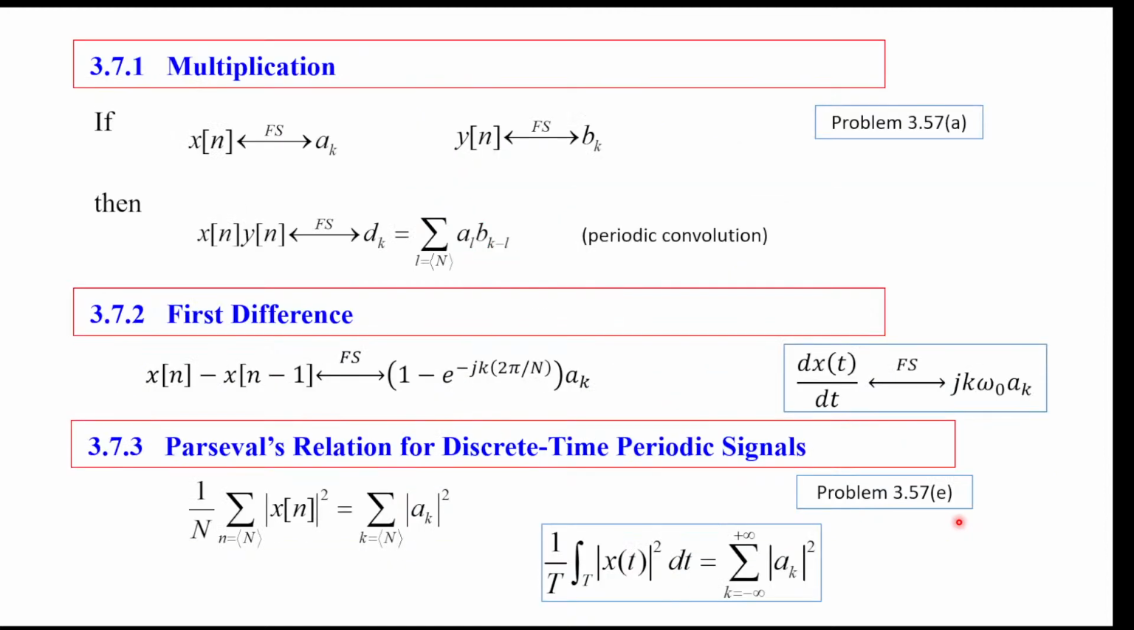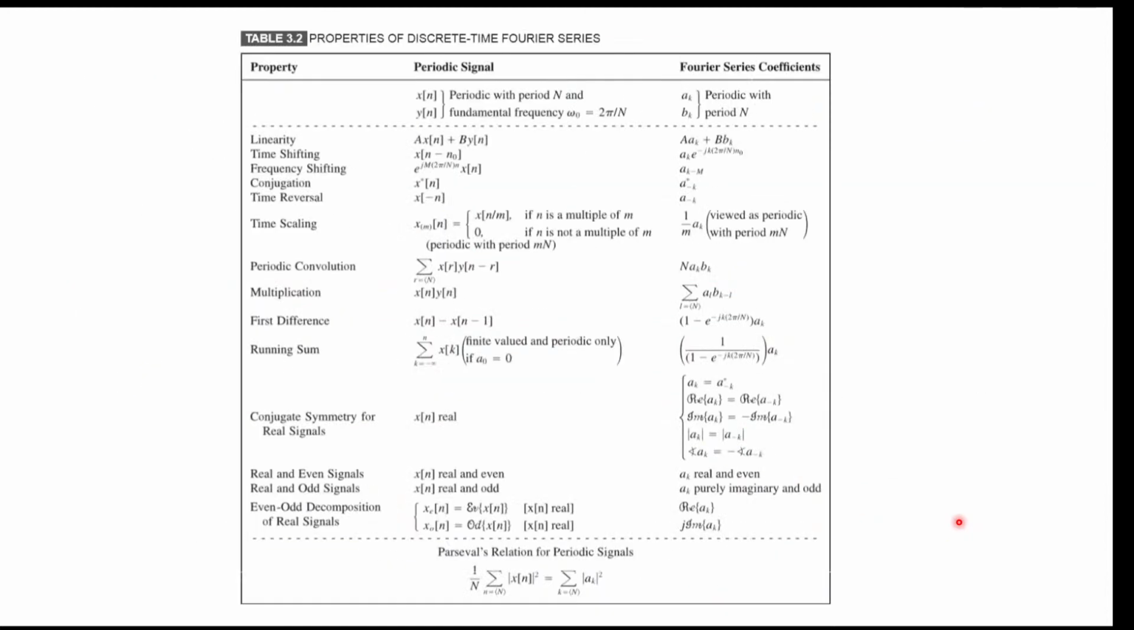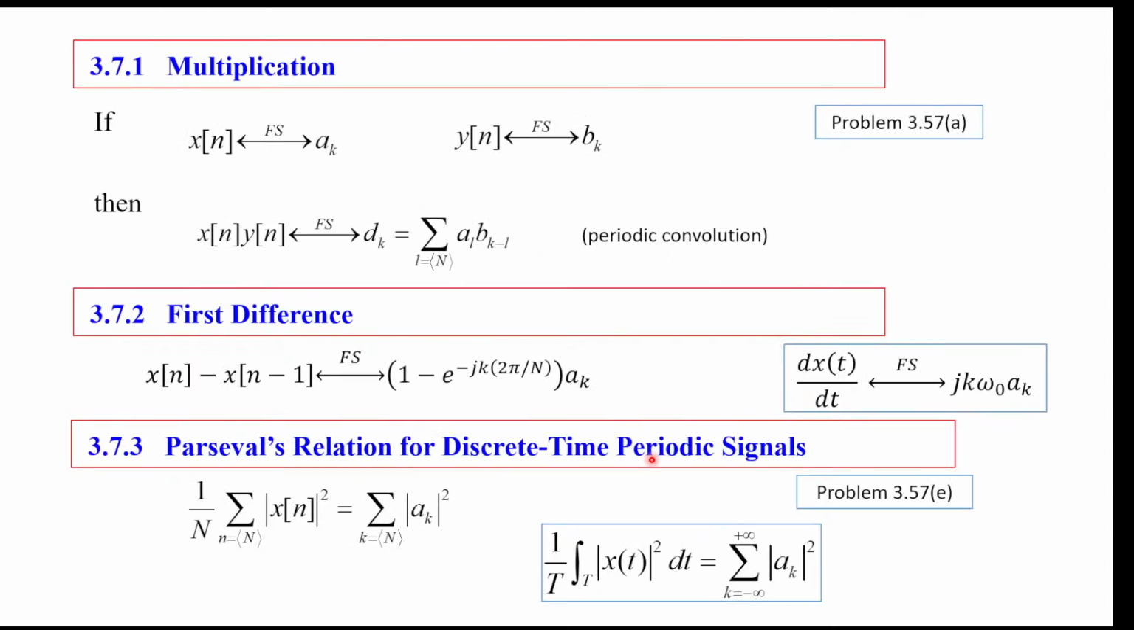Then we go to the properties of the discrete Fourier series. And as we said, many of them are similar to the continuous time case, or some of them we'll see later, like this time scaling definition. We'll see that later when we talk about the Fourier transform. So we don't go into detail of the table, only go through some examples here. Okay, and so the first example is multiplication.